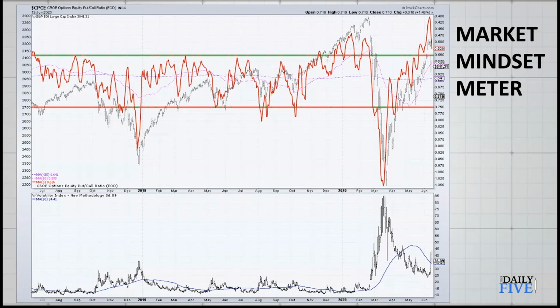So what this chart is intended to do is give you a sense of the market's internals and the character or the mindset that's driving the market. Where are we from a feeling positioning standpoint? So we'll start with the VIX at the bottom, just because it's the one that a lot of us are most familiar with.